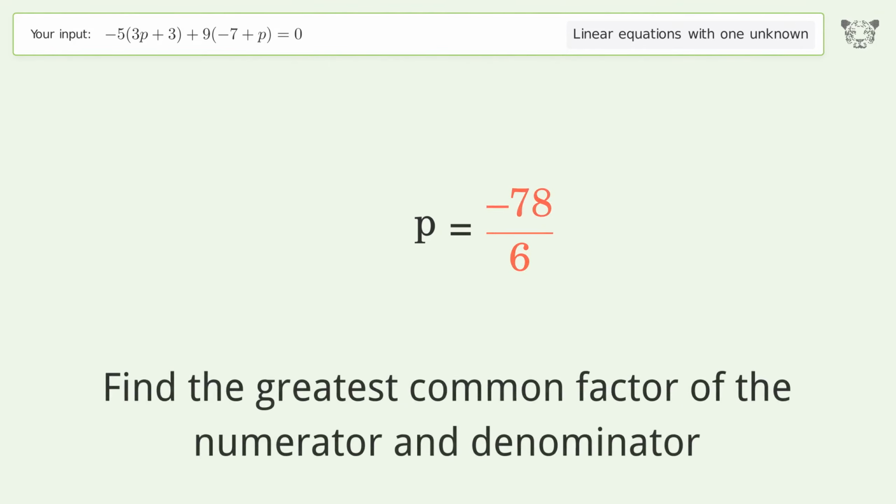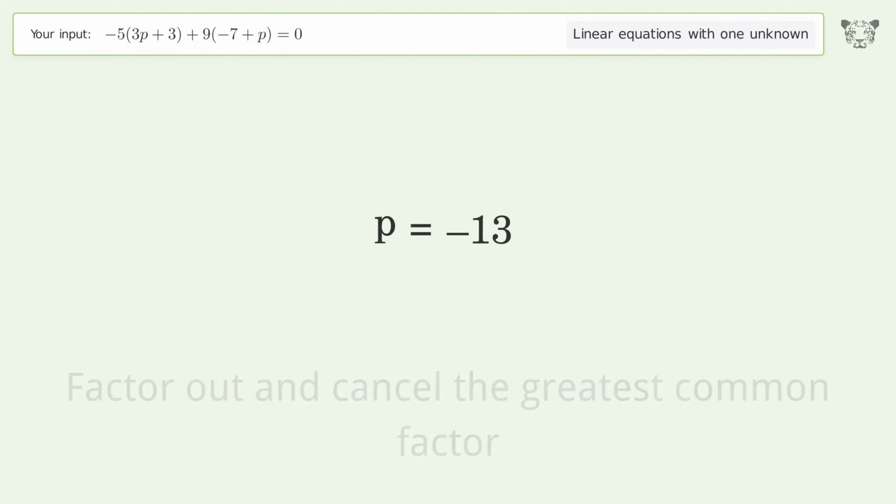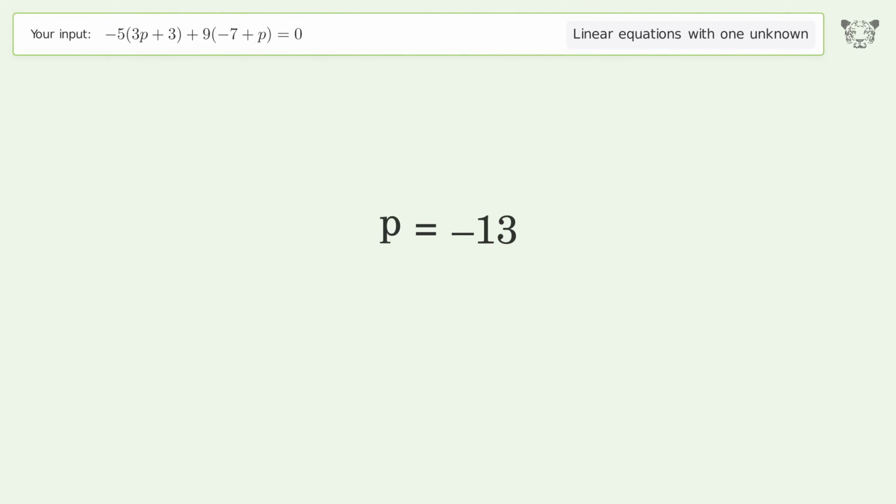Find the greatest common factor of the numerator and denominator. Factor out and cancel the greatest common factor. And so the final result is p equals -13.